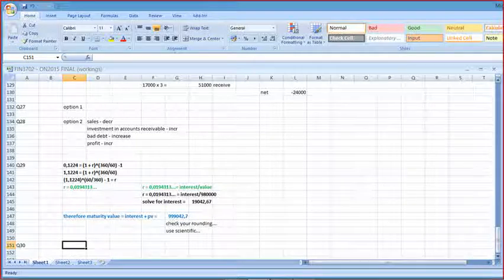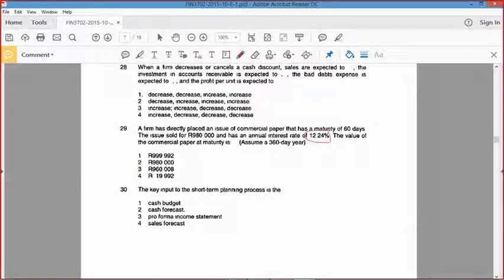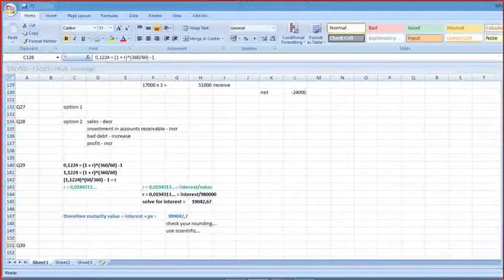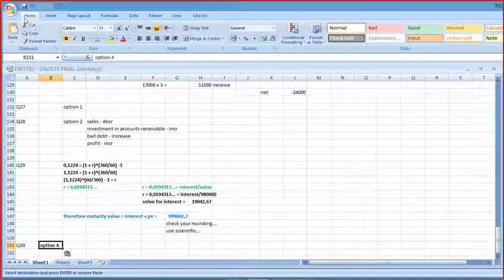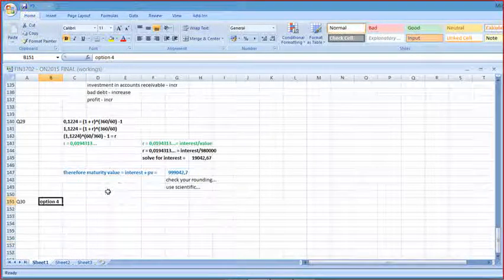Yes. Okay. Question 30. The key input to the short-term planning process. Okay, that's theory that came straight out of the textbook. It's option 4. Okay, and that was the multiple choice.